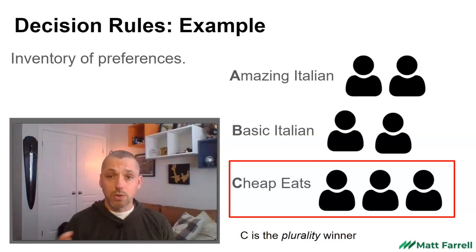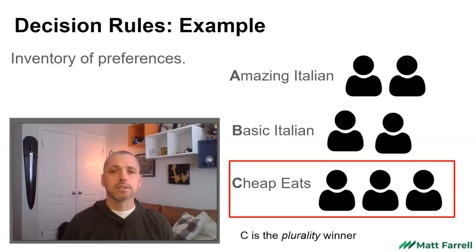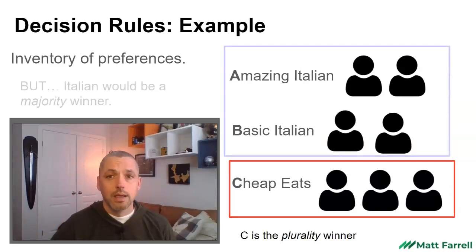It is not a majority. It is not more than 50% of the group. It is not unanimous. It is not the entire group, but it is the most. It is the option that gets the most votes. That is called the plurality winner. So according to this decision-making framework, the entire group would all be going out for fast food.